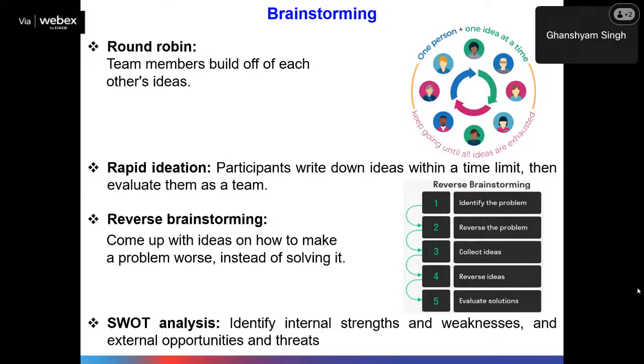So sometimes we use reverse brainstorming also. The important steps for reverse brainstorming could be to identify the problem, reverse the problem, collect ideas, again reverse the ideas, and then evaluate the solutions. Or we may also go for SWOT analysis. SWOT analysis is the strengths and weaknesses, and the external opportunities and threats. So we may also go for SWOT analysis.